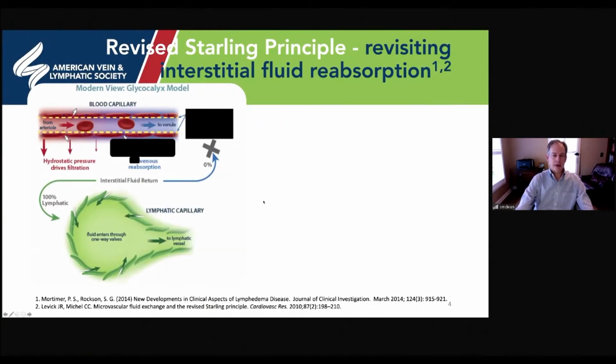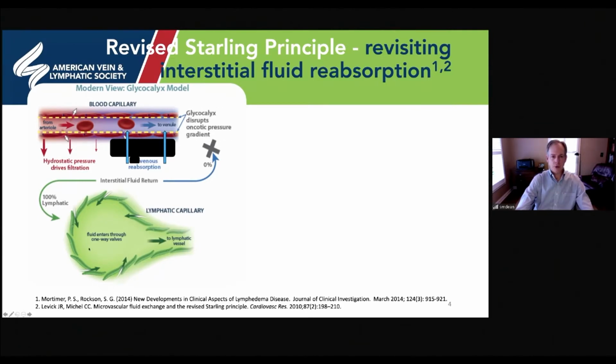Specifically, let's go back and look at the time-honored Starling Principle of hemodynamics within the blood capillary. Now, recall all the way back in 1896 when Ernest Starling devised the Starling Principle. He stated that hydrostatic pressure drives filtration of fluid and macromolecules from the precapillary arteriole into the interstitial space. And then because of the resultant oncotic pressure gradient, this accumulated fluid would be reabsorbed within the postcapillary venule.